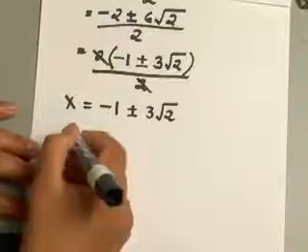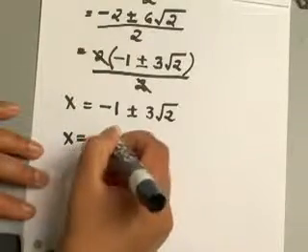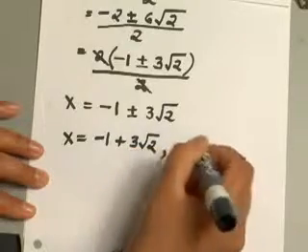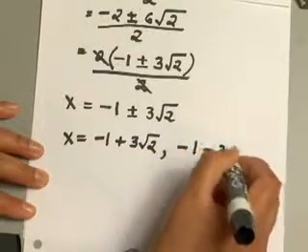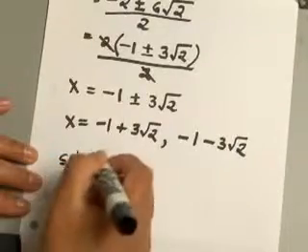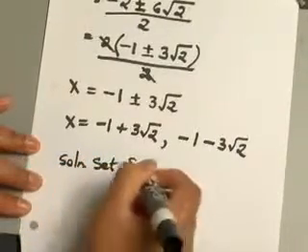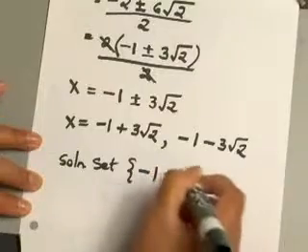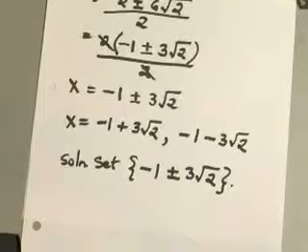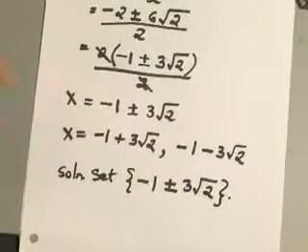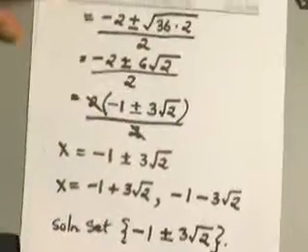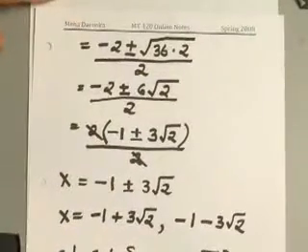Which again of course means the same thing. You have x equals negative 1 plus 3 square root of 2, or negative 1 minus 3 square root of 2. So your solution set is going to be negative 1 plus or minus 3 square root of 2. And you can see from these examples that it's much faster to work with the quadratic formula than it was to work with completing the square.